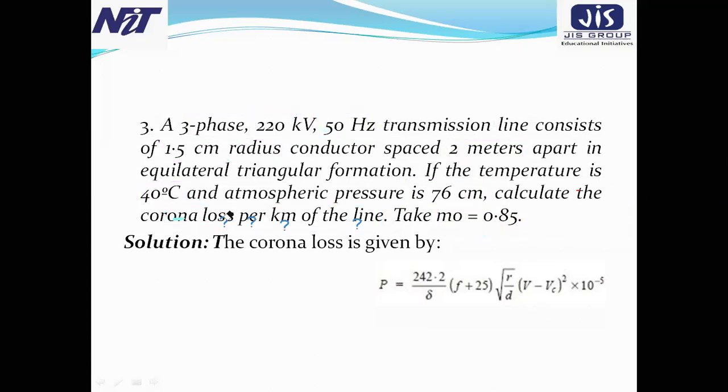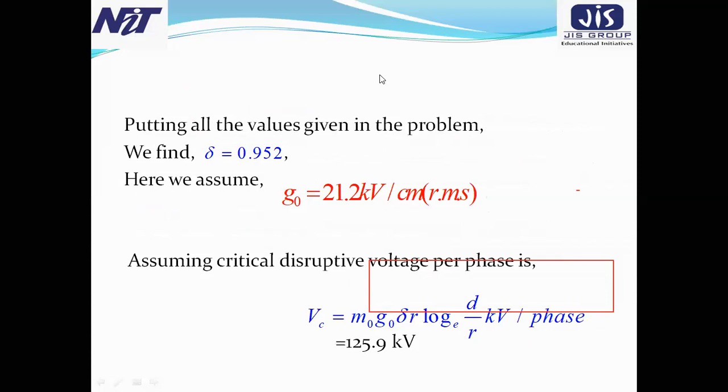So here you need to remember the loss equation. We know that the loss equation is a very important equation. We already discussed and derived this. That is P equals 242 divided by delta into (f plus 25) root over (r by d), into (V minus Vc) whole square into 10 to the power minus 5. This is called the corona loss equation.